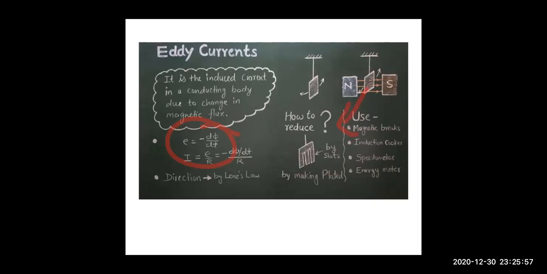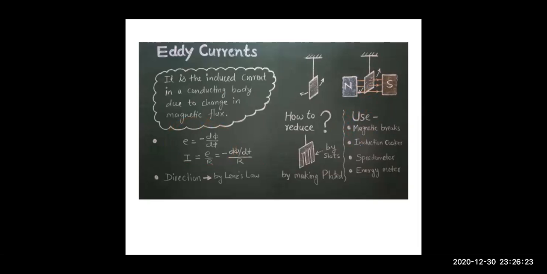So because of the eddy current which is produced, the vibrations of the plate are opposed, and hence they get damped very fast as compared to the previous case, right children? So this is your experimental demonstration of the production of the eddy current.